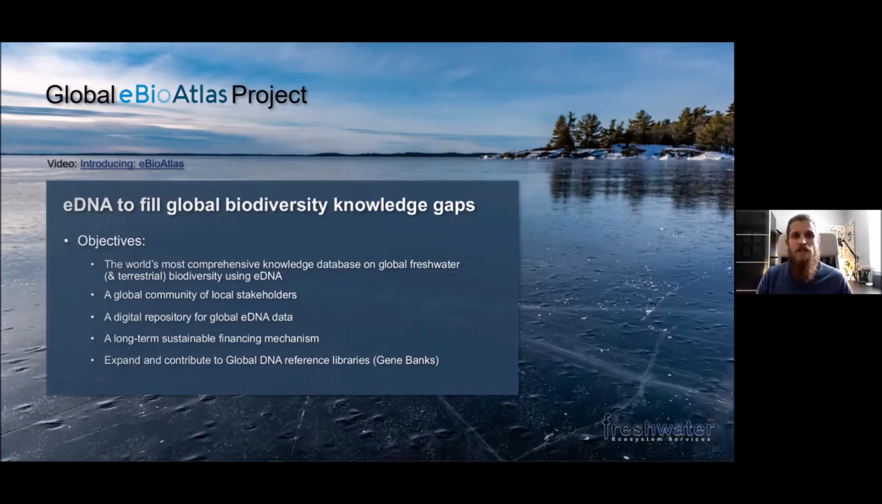So the project is a global project. It's called the EBIO Atlas project. I can also send, after this presentation, the links to this project. It's a project co-funded and co-founded by the IUCN and Nature Metrics. It's a lab in the United Kingdom. And what they're trying to do is fill the biodiversity gaps that we have.